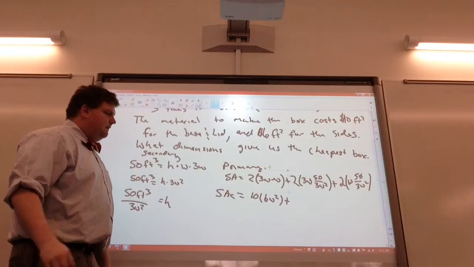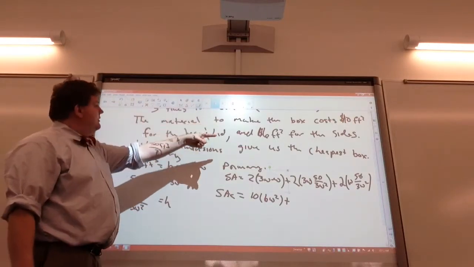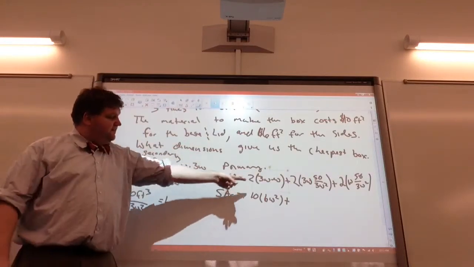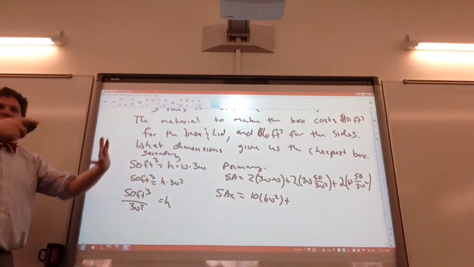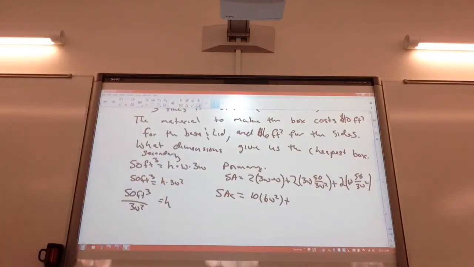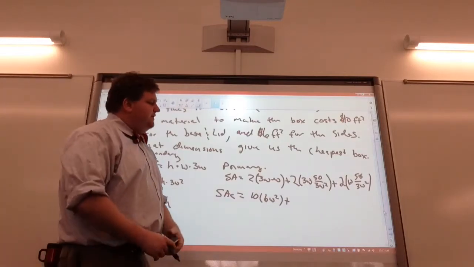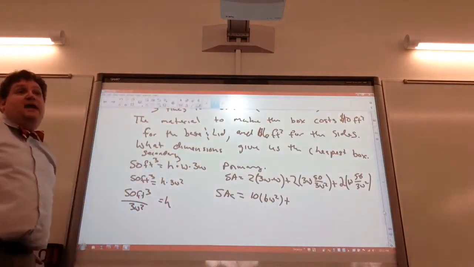How do you know it costs 10 to make for the height? This is what it says in the problem: the material to make the box costs $10 per square foot for the base and the lid. This is the base right here. So it's 10 times however many square feet that is. Then we do the same thing for each of these, but we use 6 because that's what the sides cost to make. $6.